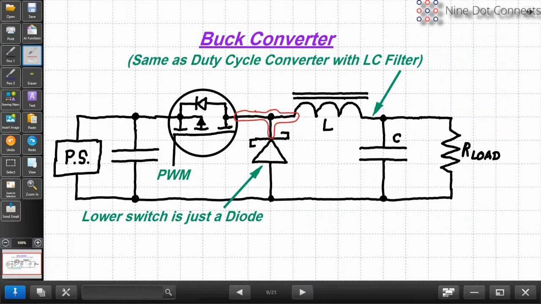I could also equally draw the current path, because part of the time the current is going to be flowing through the MOSFET. The other part of the time the current is going to be flowing up through the diode. It's always going to be flowing through the inductor and capacitors. We don't worry about that. That's DC current. We're talking about the AC path. So where does this current come from?